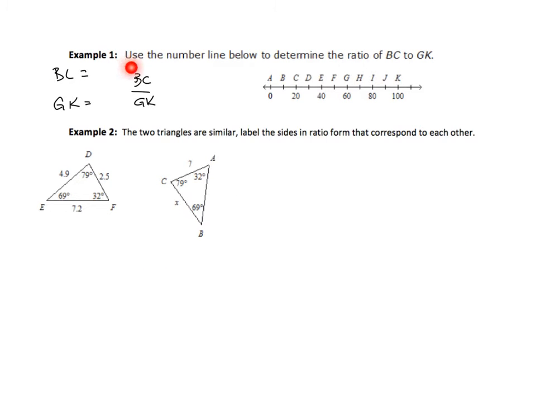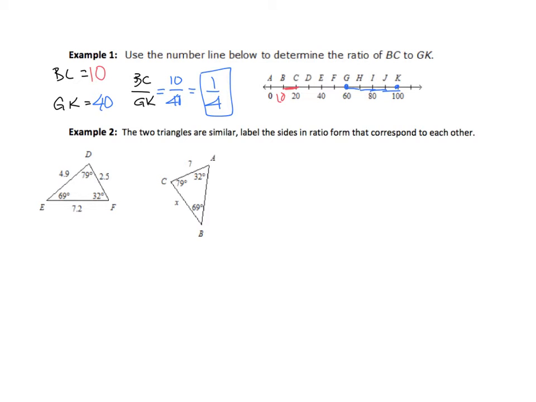All right, so in our first example, use the number line below to determine the ratio of BC to GK. So we've got to find BC and GK and then set up our ratio. First thing we need to notice on this number line is that it is going by tens, okay? So from B to C, that would be an increment of 10. G to K would be 10, 20, 30, 40. So our ratio would be 10 over 40, which if we reduce that would be 1 over 4.